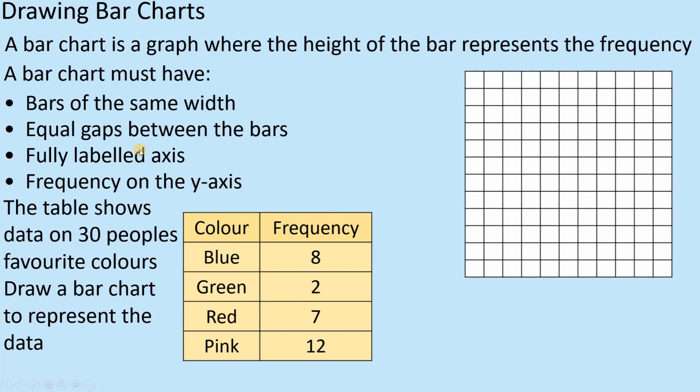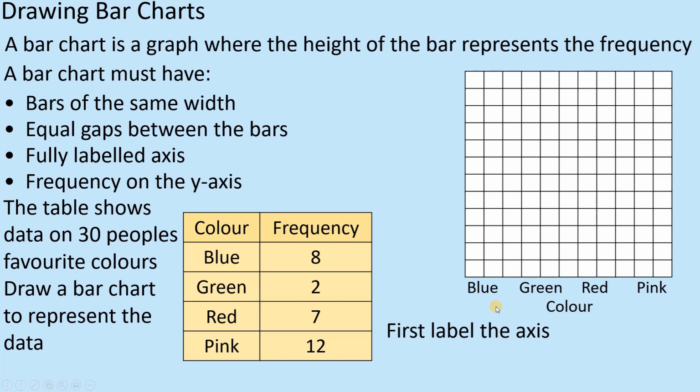So let's follow our criteria looking over here. These top two, not just yet, but we need a fully labelled axis and the frequency on the y-axis. Well, if the frequency is on the y-axis, then along the x-axis we're going to need colour, aren't we? So let's put the colours on the bottom. And making sure we label it, and as daft as that sounds, it's amazing how people don't put what the graph represents, so that's really important to put colour there as well.